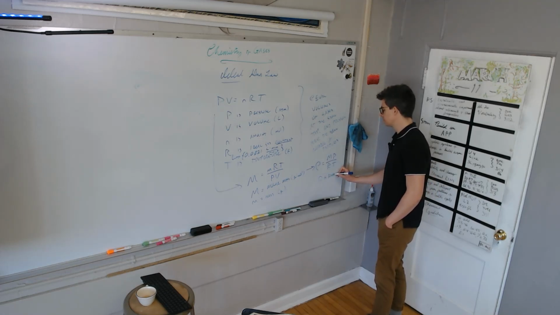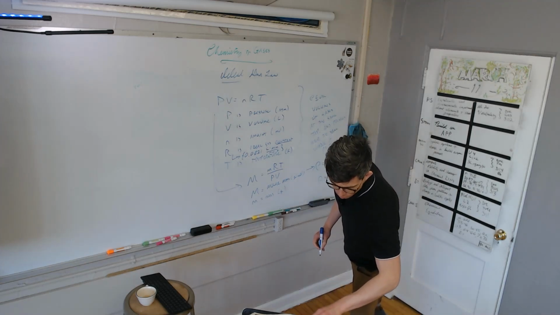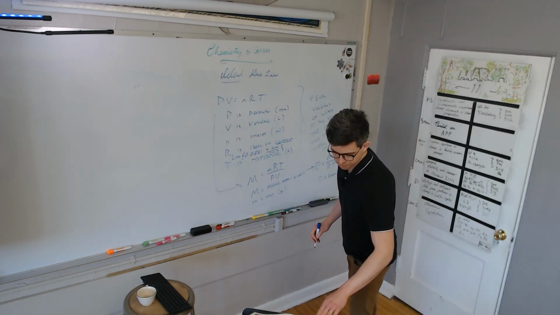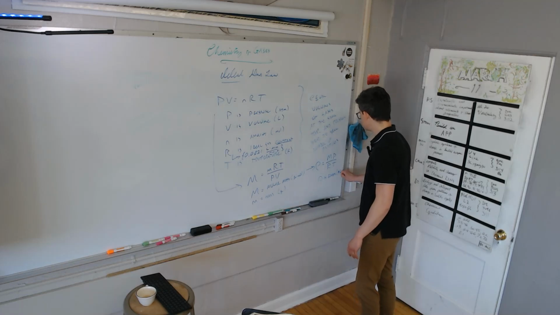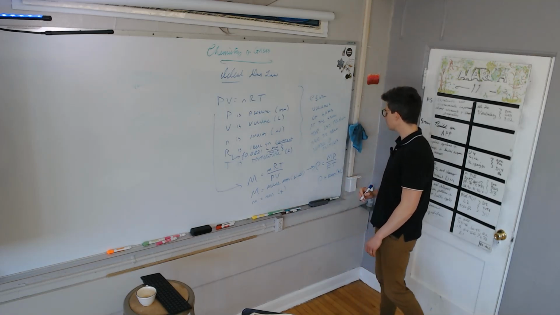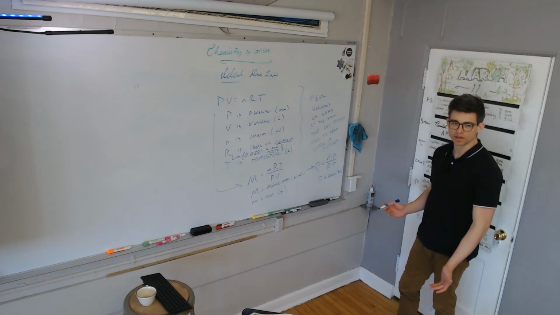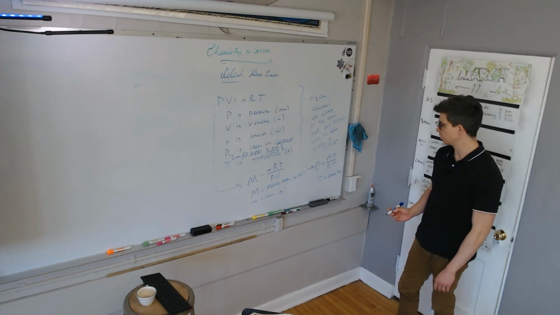Rho is density, measured in grams per... must be milliliter, let me check. No, it would end up being liter, grams per liter. And that makes sense because that's the normal unit for gas density, because gases have very little mass per unit of volume.